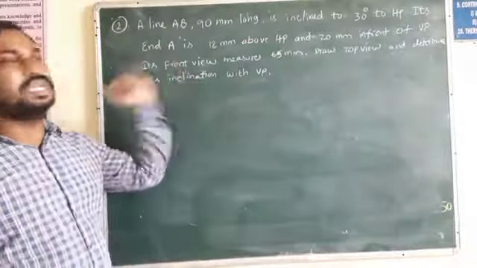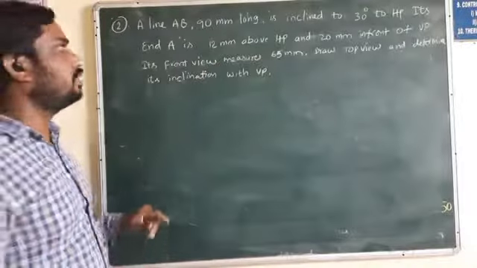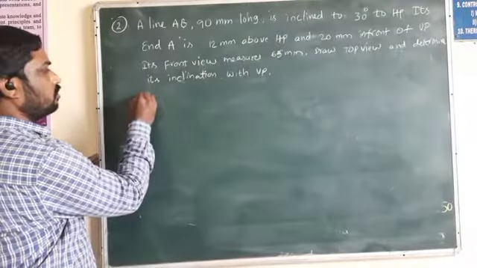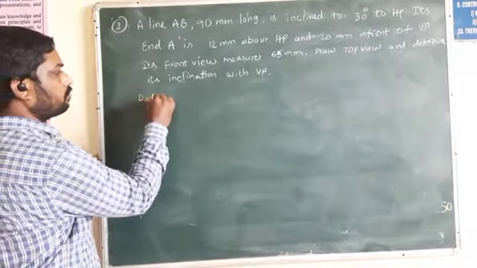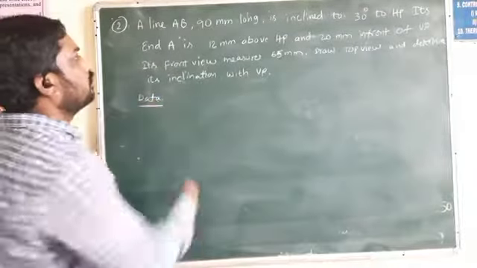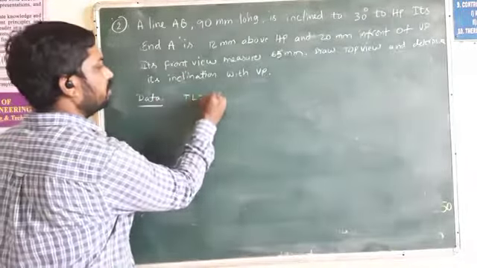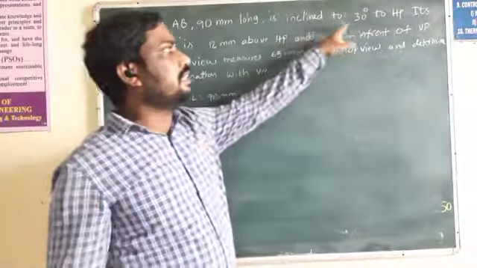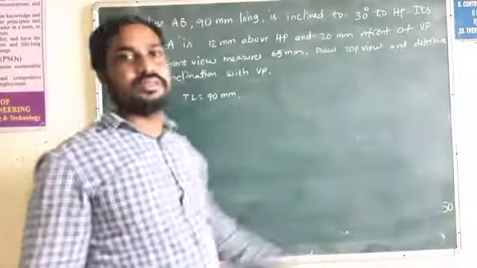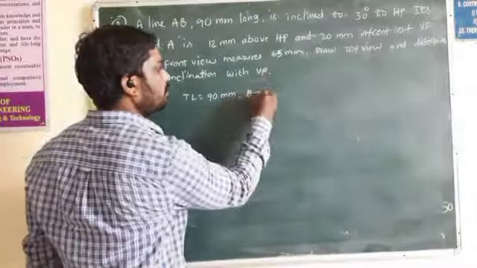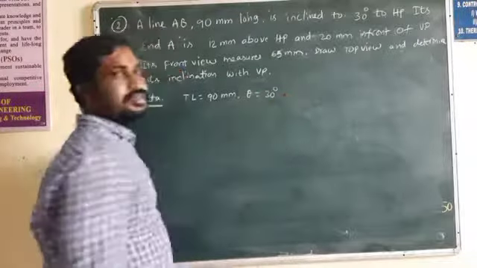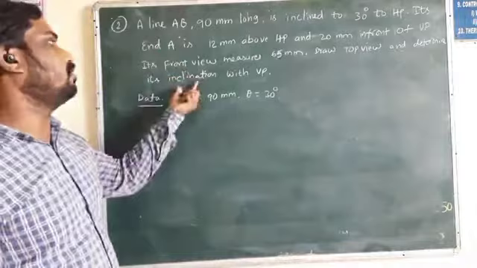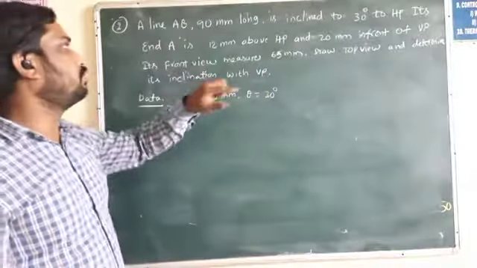Here both inclinations are not given, only one inclination is given. First write down the given data. The total length is 90 mm. It is inclined at 30 degrees to the HP, so with HP it is theta equal to 30 degrees. The phi is not given, that you have to determine, the inclination with the vertical plane, phi.